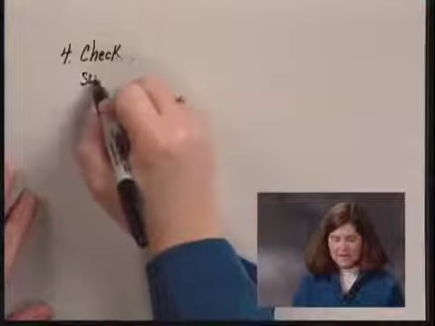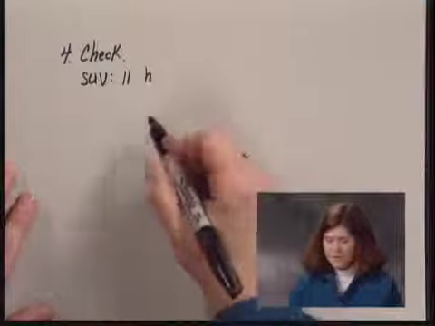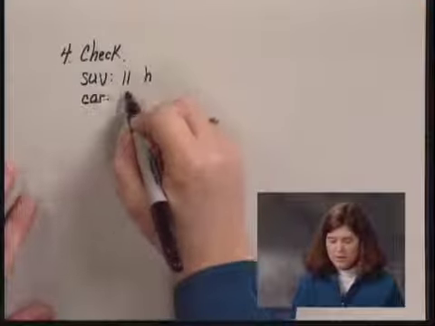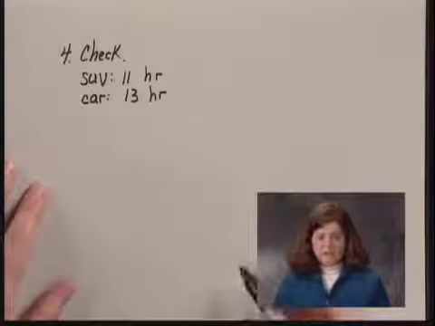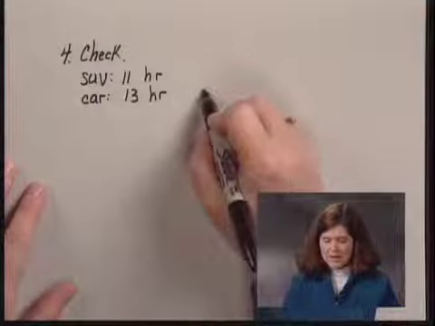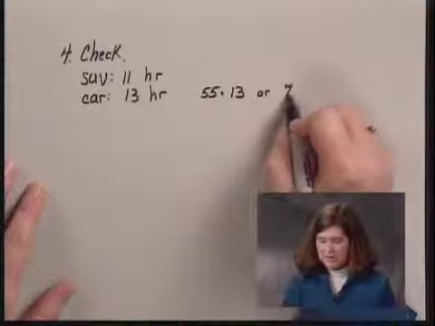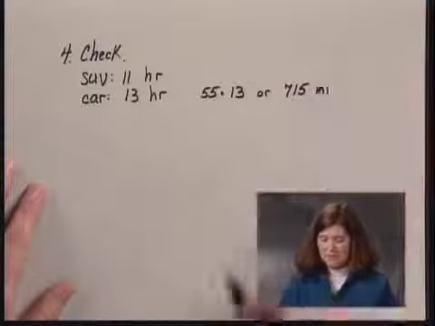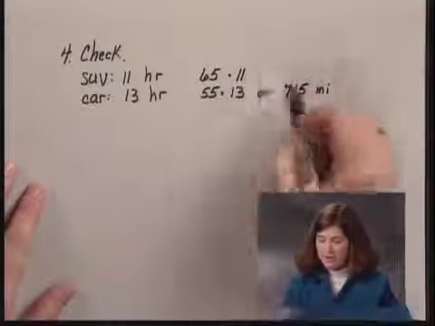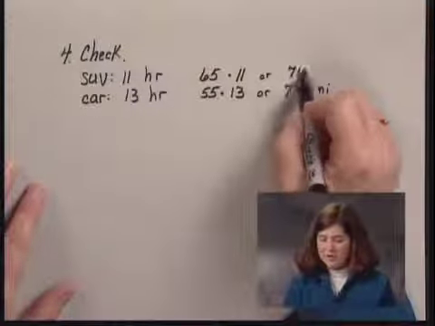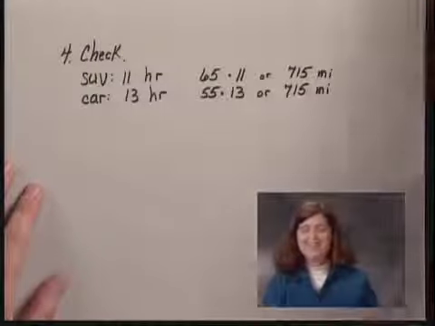We have that the SUV's time was 11 hours. That means the car would travel 13 hours. Well, let's check the distances. The car's distance would be 55 times 13, or 715 miles. The SUV's distance would be 65 times 11, or 715 miles. The distances are the same, so the answer is check.